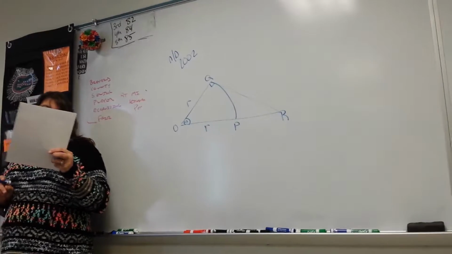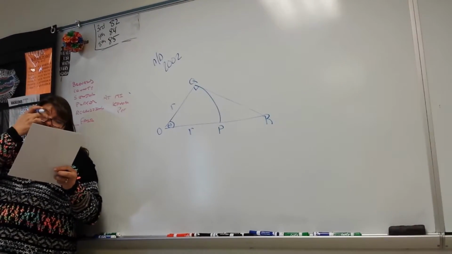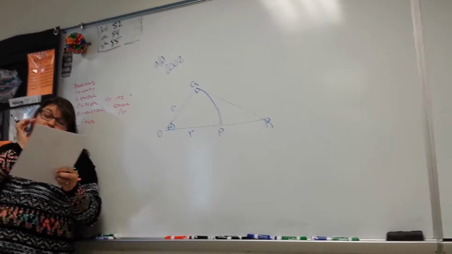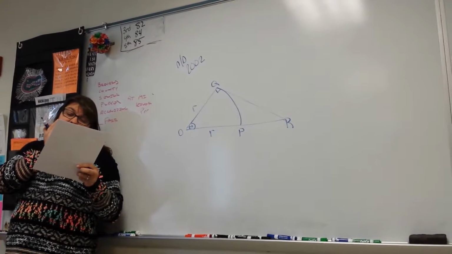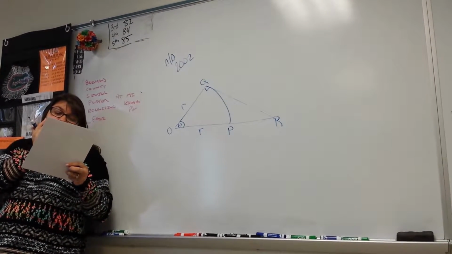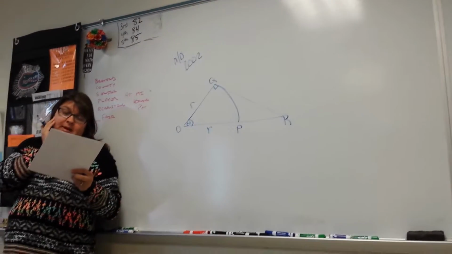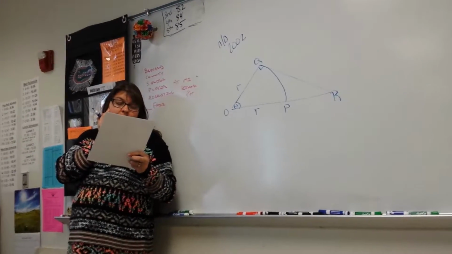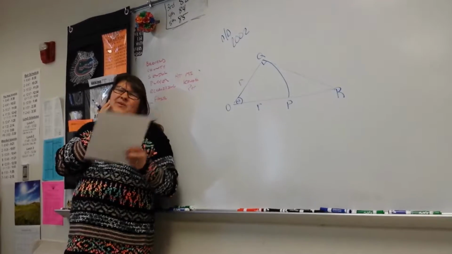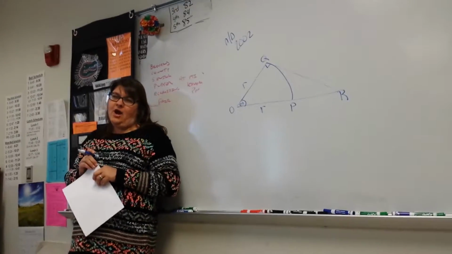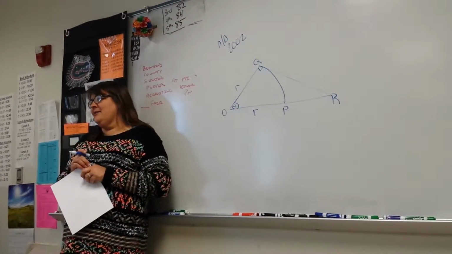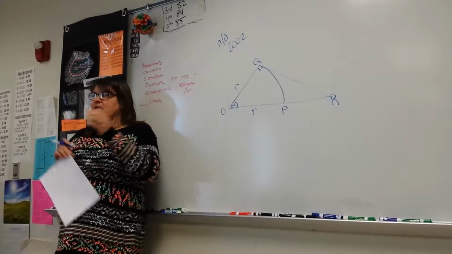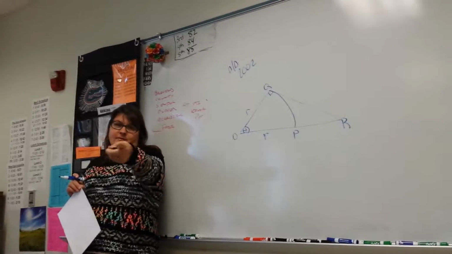Okay, you have a diagram. OPQ is a section of a circle, center O, radius R, and the angle QOP is theta radians. The tangent to the circle at Q meets OP extended at R. What does that mean when they say the tangent? What is the one thing you need to take from that?